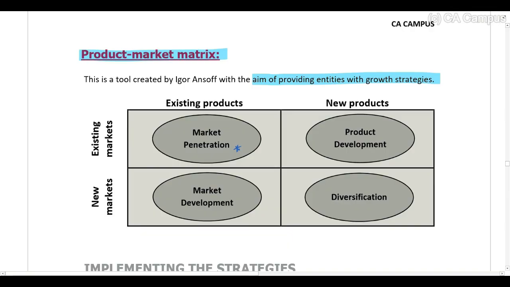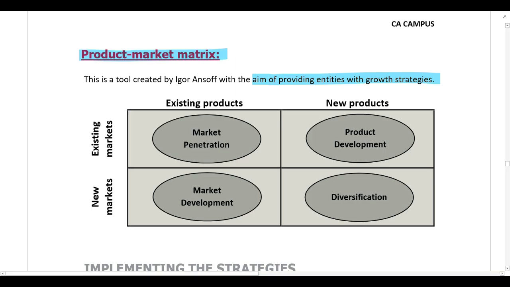Okay, so guys, an entity might decide that they want their growth strategy to be market penetration. And if they want their growth strategy to be market penetration, that means that they are going to achieve growth without deviation from their original product or market. In other words, growth is achieved by increasing their sales volumes of existing products to existing markets. So that's one growth strategy.